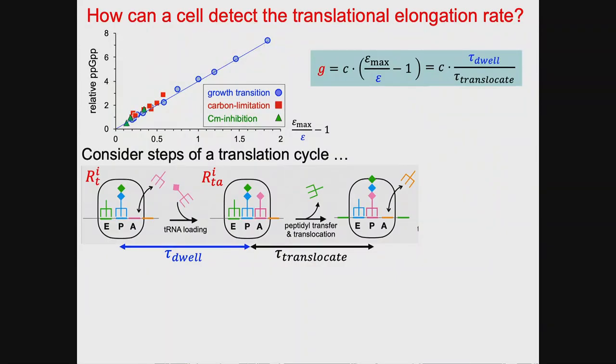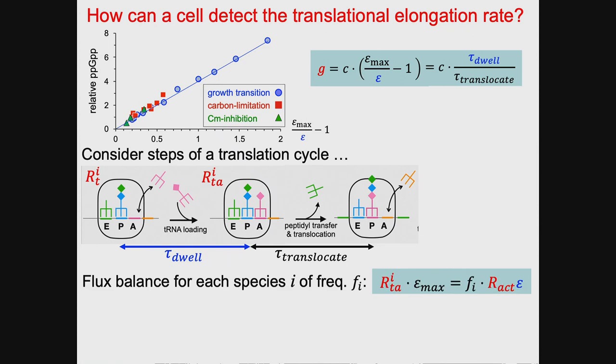Now you can think about this process. You have two populations of ribosomes, one waiting for the tRNA to hit, and the one with the charged tRNA. If you have a flux balance between these two, then the products of the rates are the same: the amount multiplied by the rate going forward, the dwelling time, and the amount going the other way by the inverse of the translocation time.